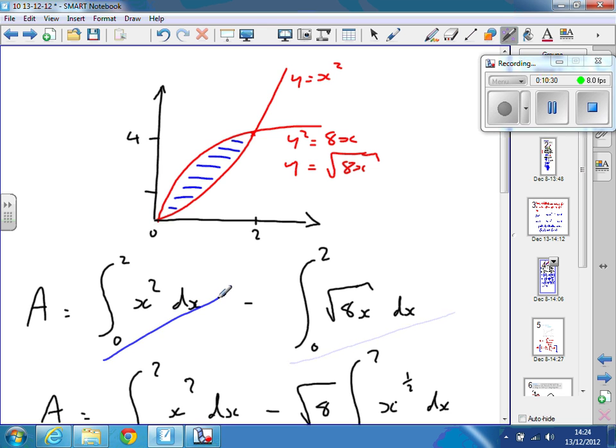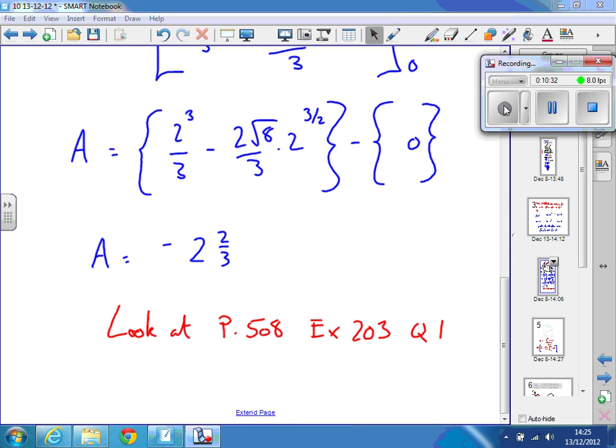Okay? So look at this exercise now. Page 508 in the new text. So what page is it in the old text? Or in the old textbook, page 486. Have a go at that question.